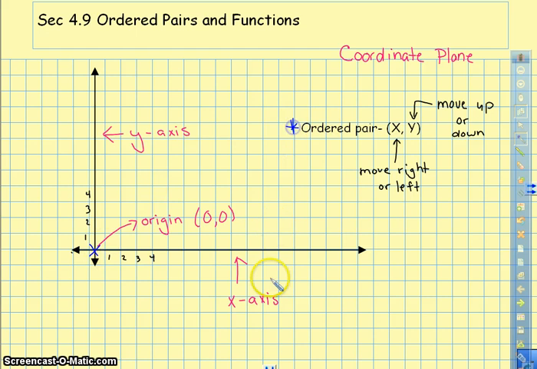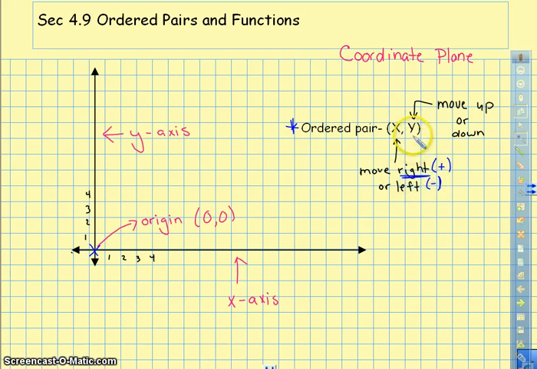Over here, you'll notice is how our ordered pair is created. Our ordered pair is created by our x value and then our y value. So each point has 2 numbers that correspond to that point. The x coordinate in an ordered pair tells you to move right or left. You would move to the right if it's positive, and you would move to the left if it was negative. Now today, we only have positive x values, so you'll just be moving to the right today.